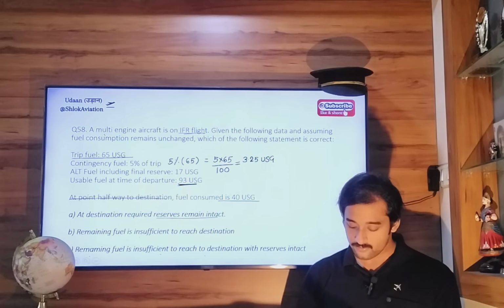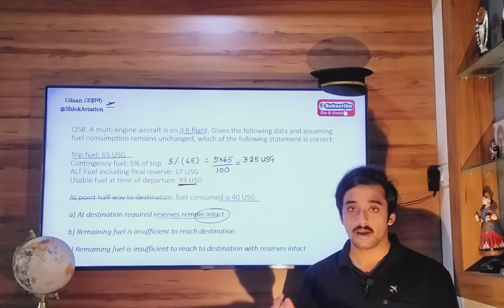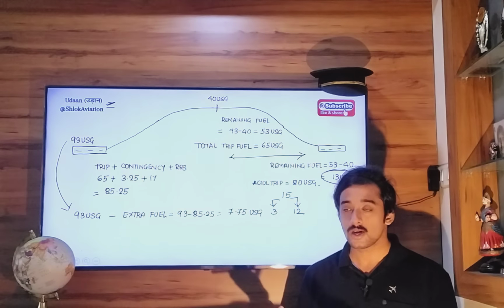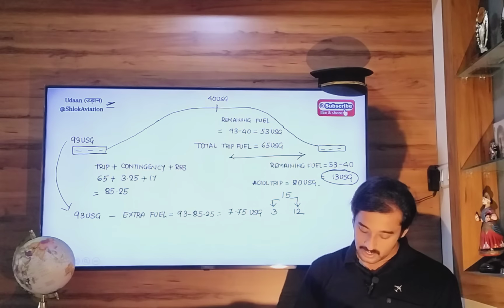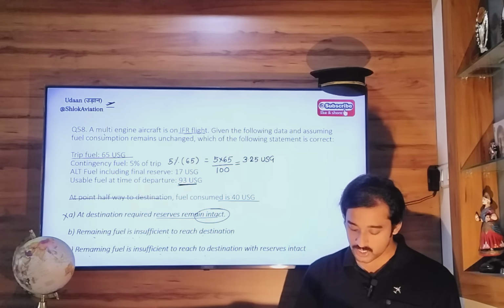We have reserves remain intact. That means reserves are untouched. But the reality is we are forced to use some of the reserve fuel in order to reach our destination. Right? So option A is wrong. Remaining fuel is insufficient to reach destination.